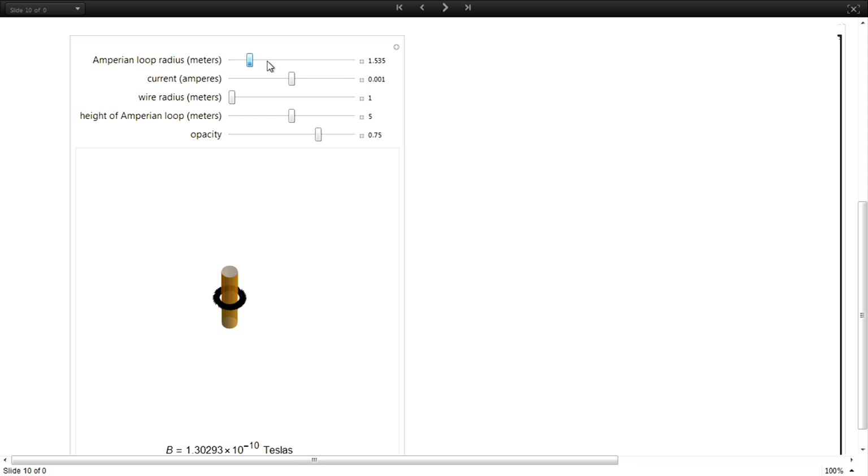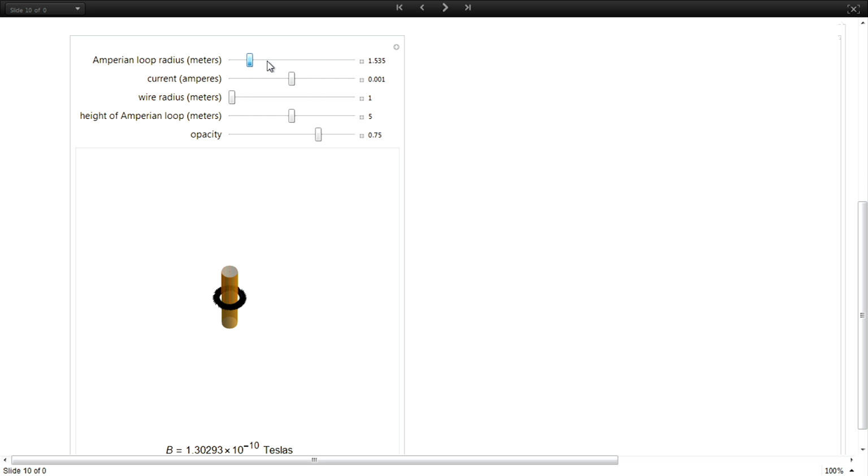And then you have what's called an Amperian loop. And that Amperian loop is where we measure the magnetic field. It's kind of hard to see here, but those are a bunch of magnetic field vectors, or what I attempted to demonstrate. And it's cylindrically symmetric because an infinitely long wire is symmetric.